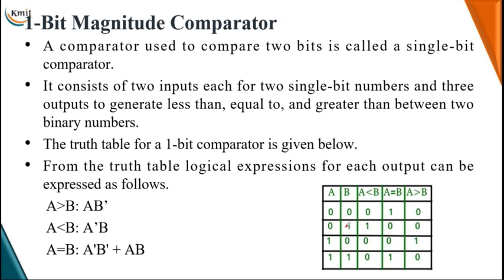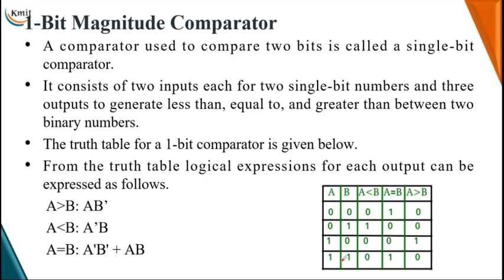Next, 0, 1, where the b value is greater than a. Hence the a less than b output is 1, a equal to b is 0, and a greater than b is also 0. Next, the third combination: a value is 1, b value is 0. The relative magnitude of a is 1, b is 0. Hence the a greater than b output is 1 here. A less than b and a equal to b are 0.